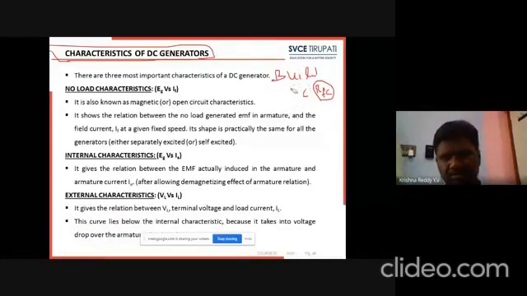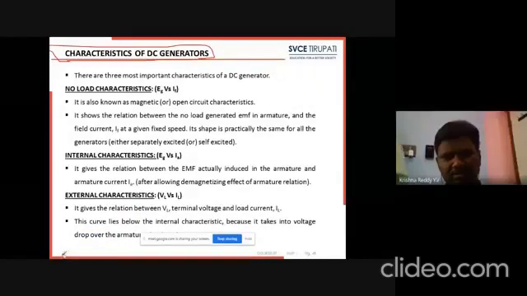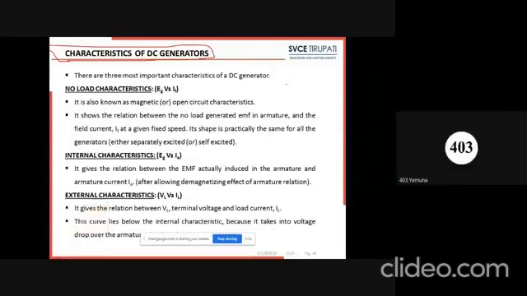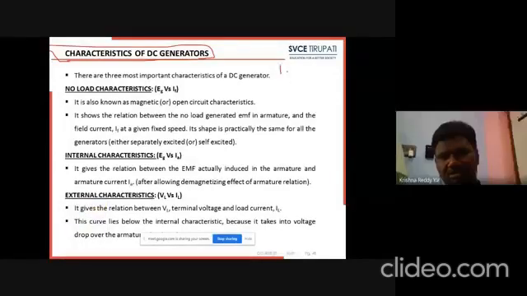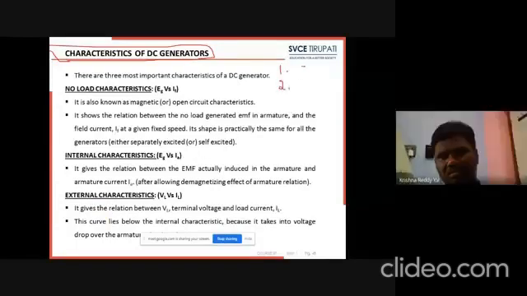What do we need in order to build up the voltage? Conductors, relative motion. What are the main conditions? Requirement, not main conditions. Maintain some residual voltage. It must contain some residual voltage or residual flux.